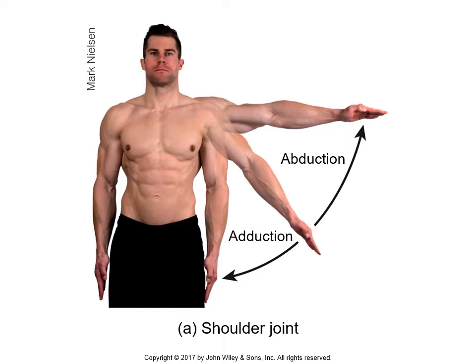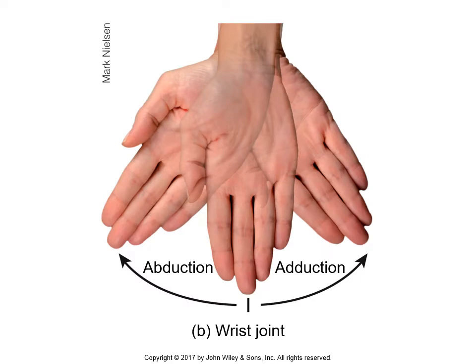Same thing with the hand. If I'm standing in anatomic position, remember, feet about shoulder width apart, palms facing forward, palms are anterior. If I take my hand and move my pinky closer to my thigh, that's adduction of the hand. If I do the opposite, if I take my hand and move it laterally or towards the thumb side, that is abduction of the hand.